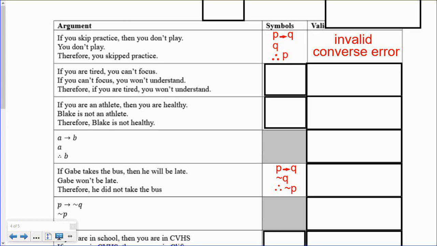Turn it into symbols. Figure out what's happening. Is it a converse? Is it an inverse? Is it a detachment? Stuff like that. And then you have to remember whether it's a law or error, and then you go from there. Okay? All right, next one.